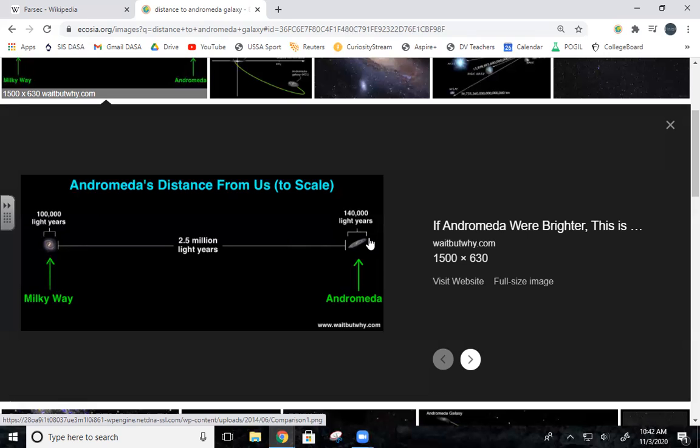Pretty crazy. It takes that amount of time, 2.5 million years, for the light to travel between these objects. So we do not see the Andromeda Galaxy as it is, but rather as it was 2.5 million years ago. Okay? For all we know, it could have been torn apart by some insane gravitational event. Is that likely? No, but it could have happened. All right?